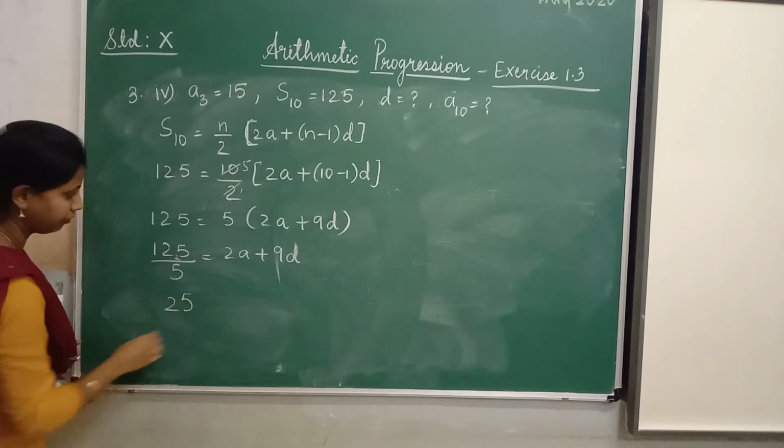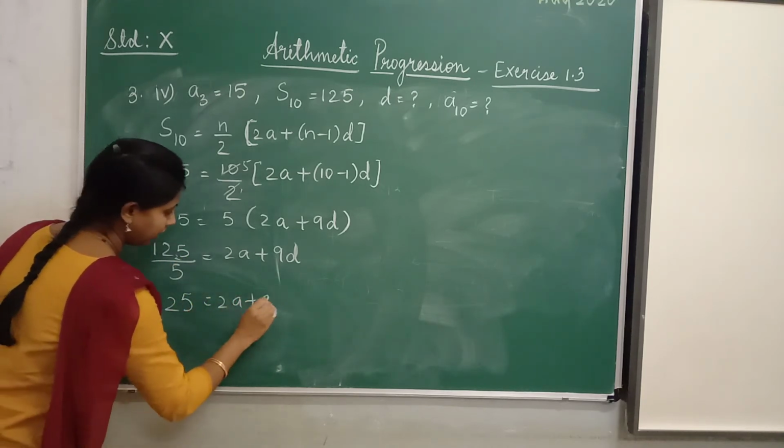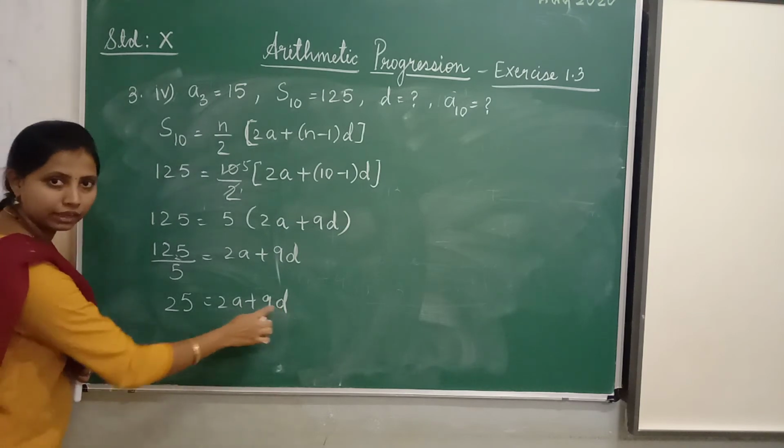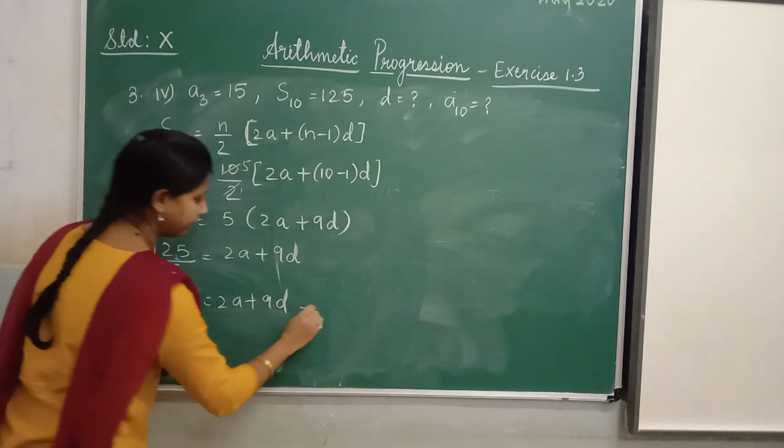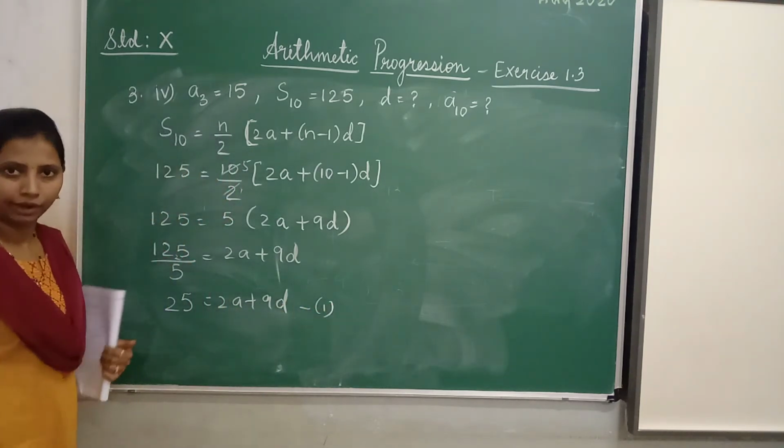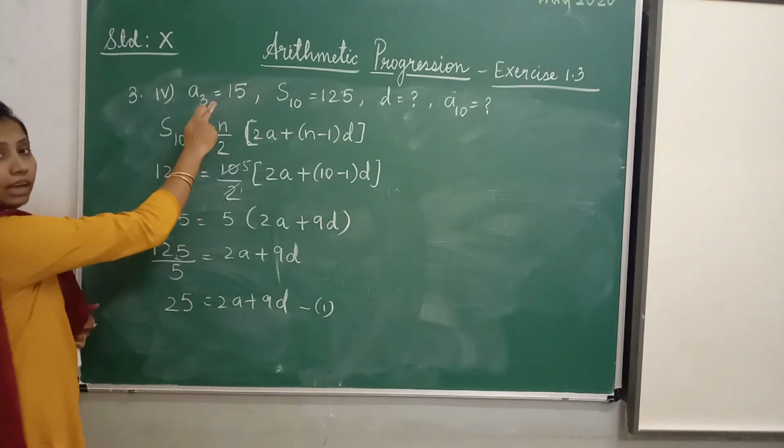S5 is equal to 2a plus 9d. So two things are unknown here, a and d. Let it be like this only. Take it as equation 1. Now let's write the other given one.